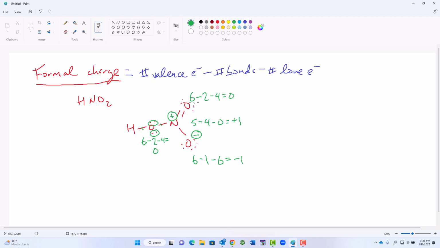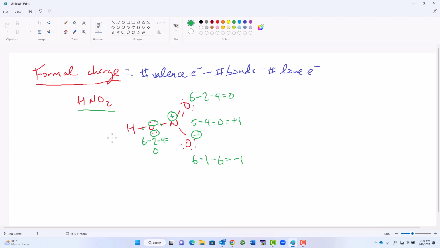Now you'll notice that in calculating the overall charge of this molecule, we have a plus and a minus, so those should cancel out to 0, and if we look, HNO2 overall has a 0 charge. So the formal charges in a molecule will always add up to the overall charge of the particular molecule that we're looking at.